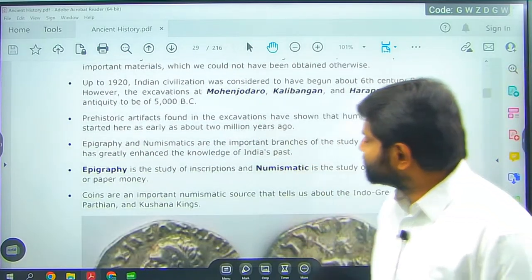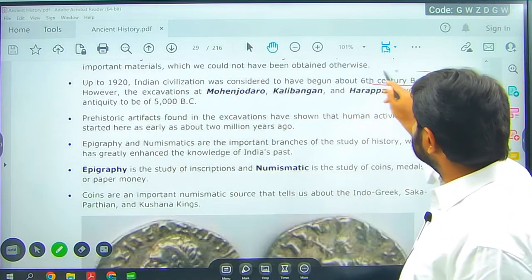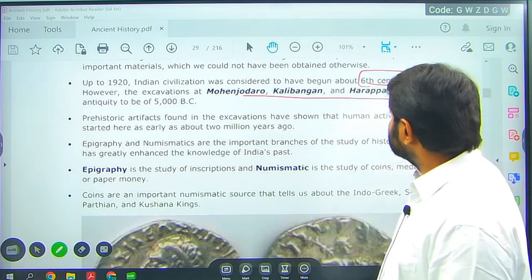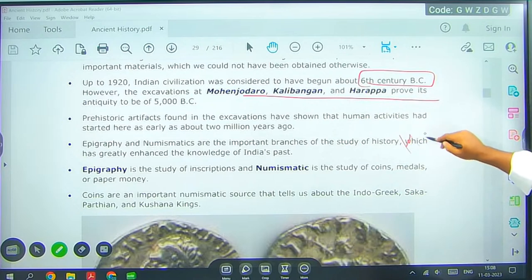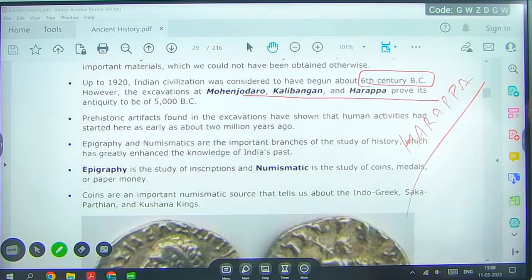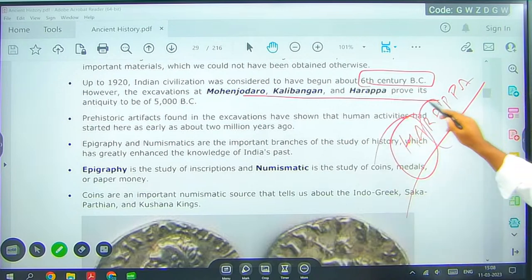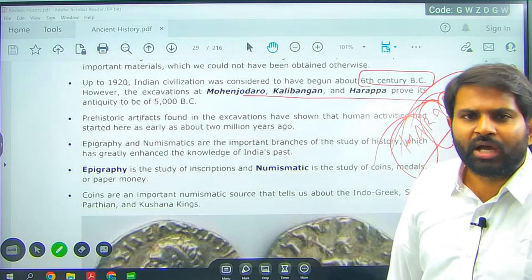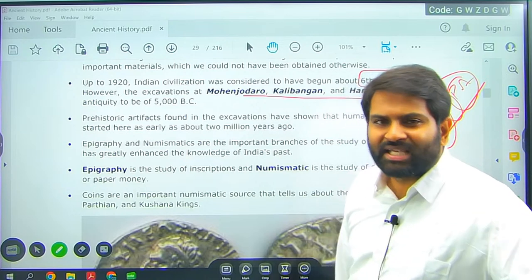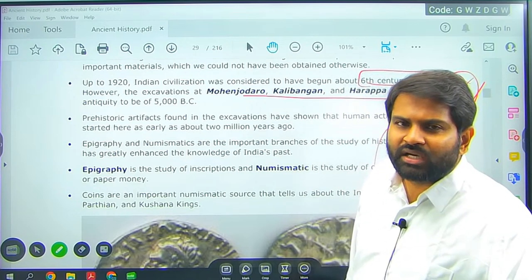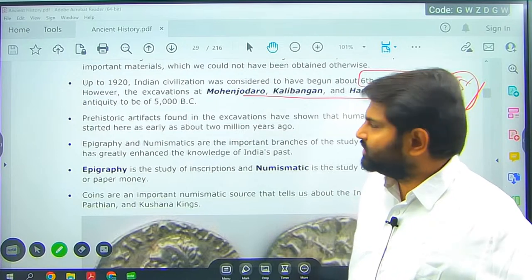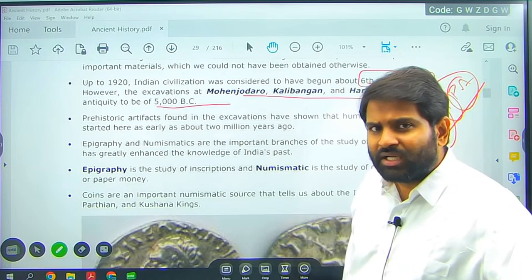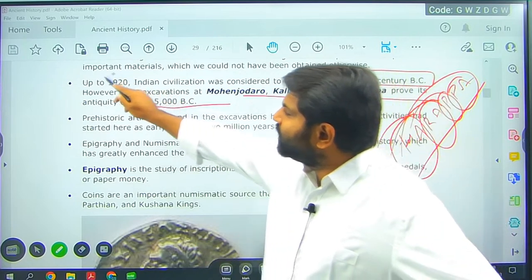Up to 1920, Indian civilization was considered to have begun about the 6th century BC, as we have Buddhism and Jainism. However, the excavations at Mohenjo-daro, Kalibangan and Harappa changed this. Where is Harappa? You can clearly see Harappa is in Punjab, Pakistan, on the shores of the Ravi River. When we excavated, we found some mounds through which we started reconstructing history, and the Indus Valley Civilization came to light. As I said, the story of antiquity goes from the 6th century BC back to 5000 BC, but until 1920, we didn't know.